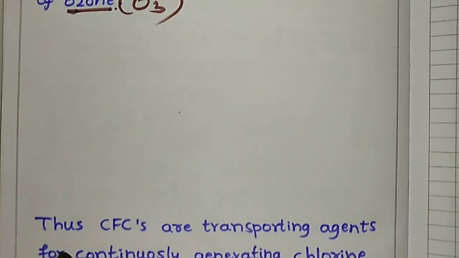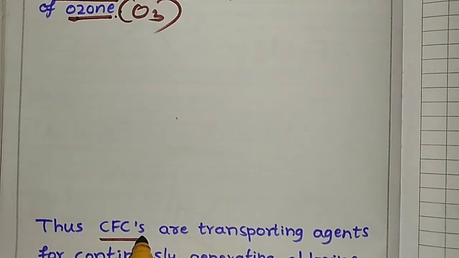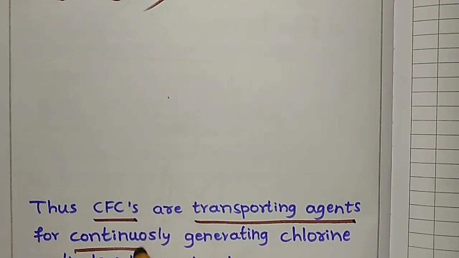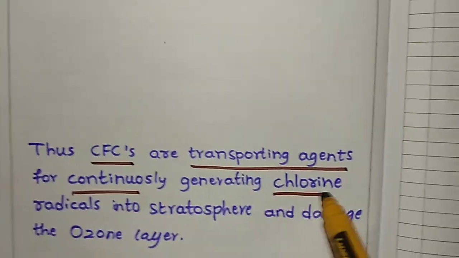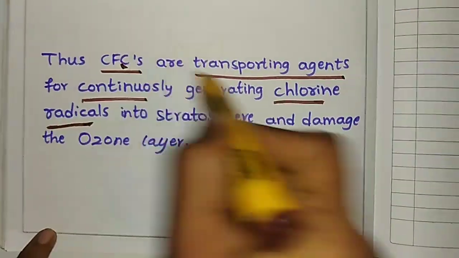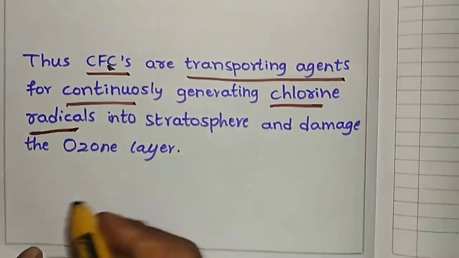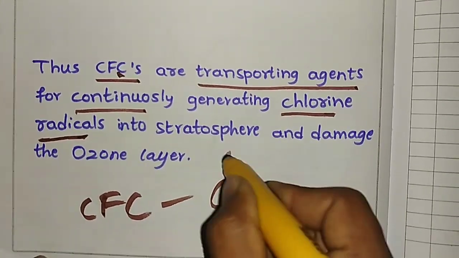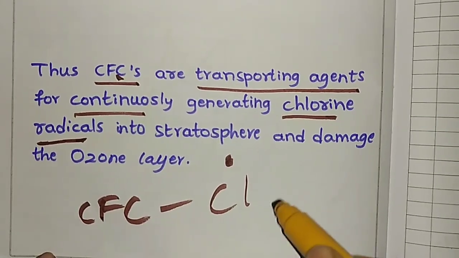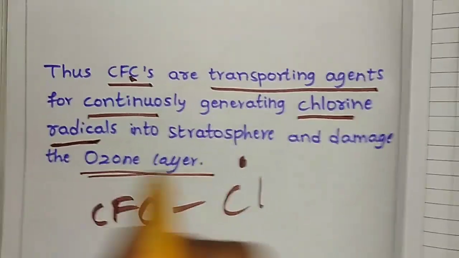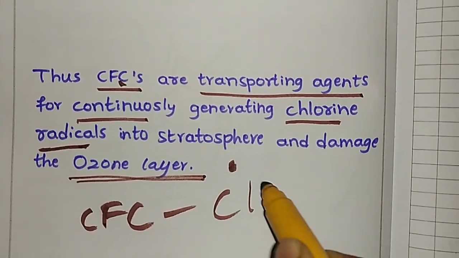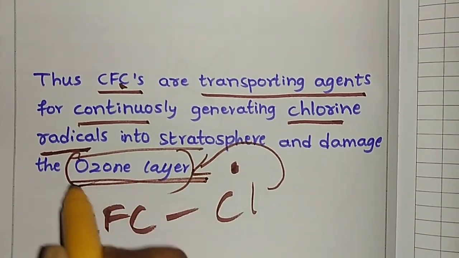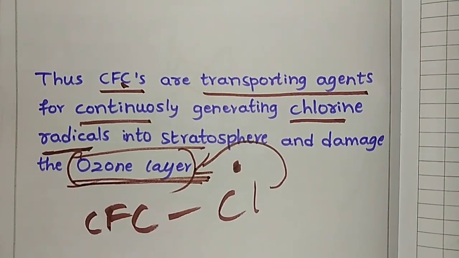Thus, CFCs, chlorofluorocarbons, are transporting agents for continuously generating chlorine radicals. CFCs are the main reason for generation of chlorine radicals in the stratosphere, which damage the ozone layer. Chlorine free radicals directly or indirectly damage the ozone layer.